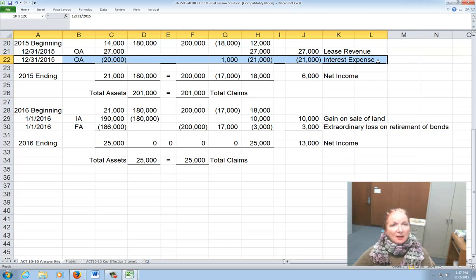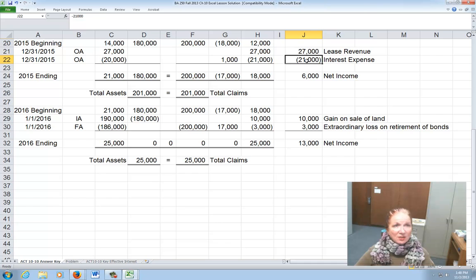Here is the bond interest expense for December 31st, an operating activity. Again, it's 10% of $200,000 or $20,000 in cash that we have to send out to the bondholders. We also have to amortize the discount with $1,000, so that makes our total interest expense $21,000. And then that $21,000 of interest expense is a temporary account closed out to retained earnings, so it will come to rest ultimately in the retained earnings statement.